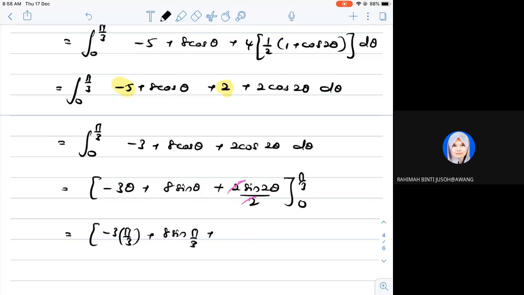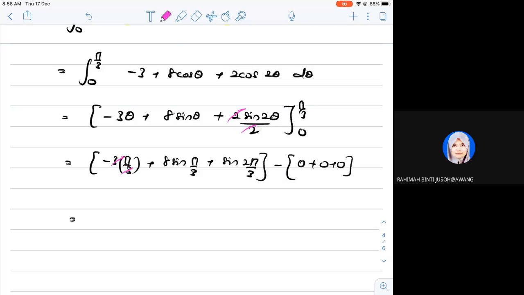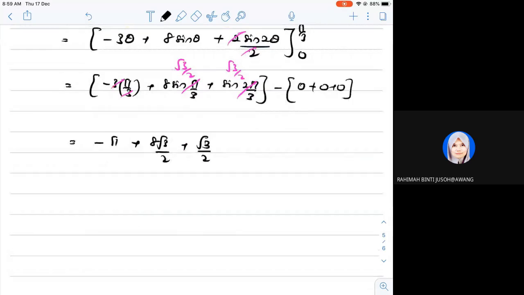And plus sine 2 pi over 3 minus 0. So of course, everything is 0. Then we will have, this can be cancelled. This one should be square root 3 over 2, pi over 3, also positive square root 3 over 2. So we're going to have negative pi. Okay, so 8 plus 1 becomes 9. Okay, so this is the answer.